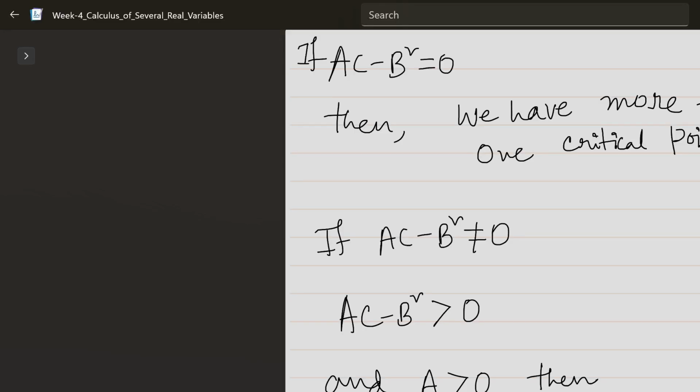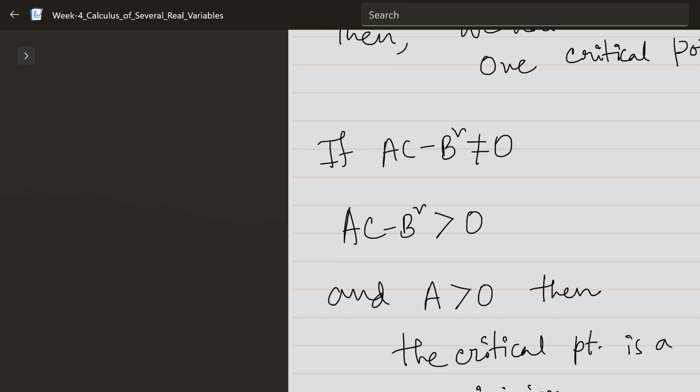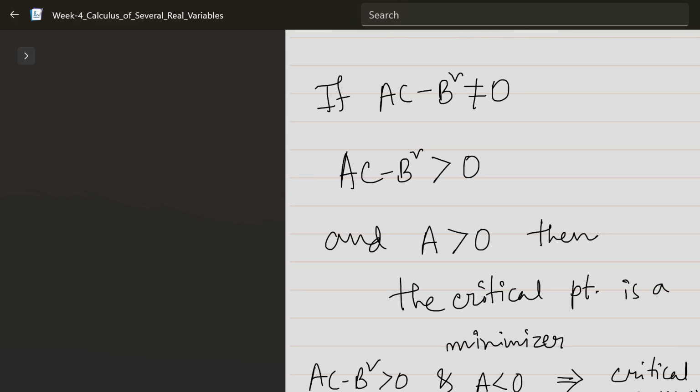Suppose AC minus B square is positive and A is negative, then the critical point is a maximizer. Correct? Yes, sir. And if AC minus B square is negative, then what will happen? The critical point is a saddle point.